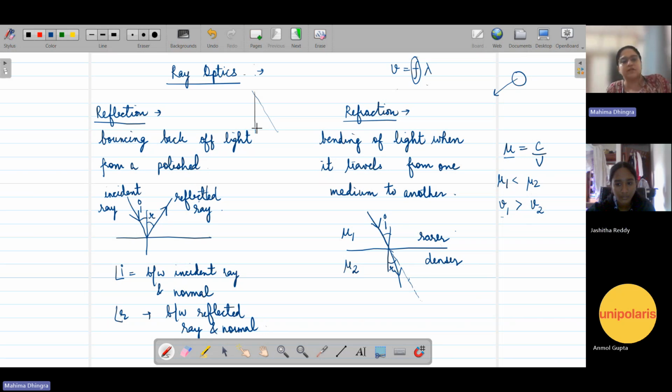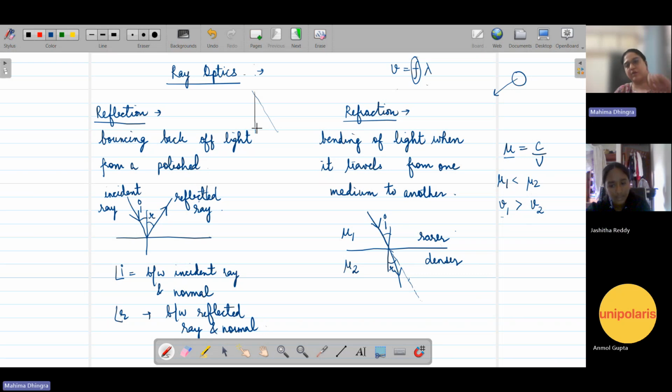And when it goes from denser to rarer, speed is more. Now it can cover more distance in the same time, so it will go away from the normal. So that is why when it goes from denser to rarer, it will bend away. Okay, so we can say that the main cause of refraction is the change in refractive index, which causes change in wavelength as well as velocity.